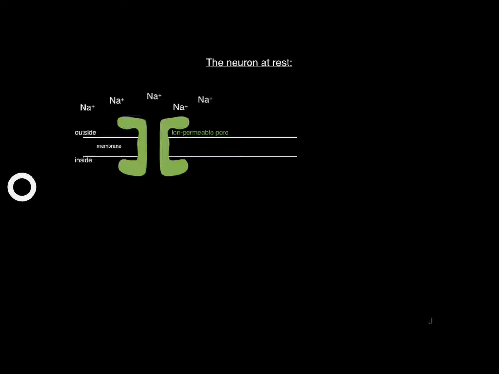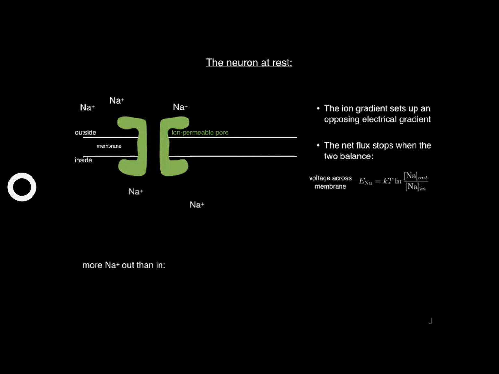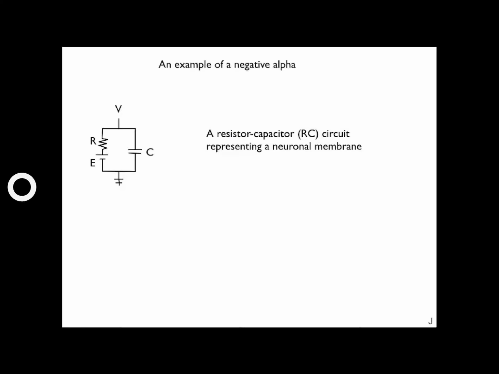And let me skip through this. I hope that you guys know all this from your basic neuroscience classes. This is where that E comes from. If you have a difference in the concentration of charged ions, that sets up that battery.